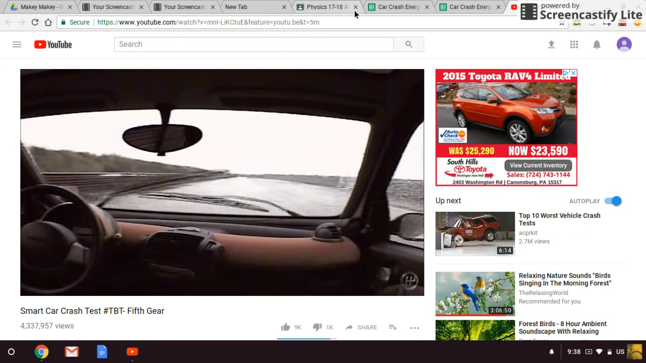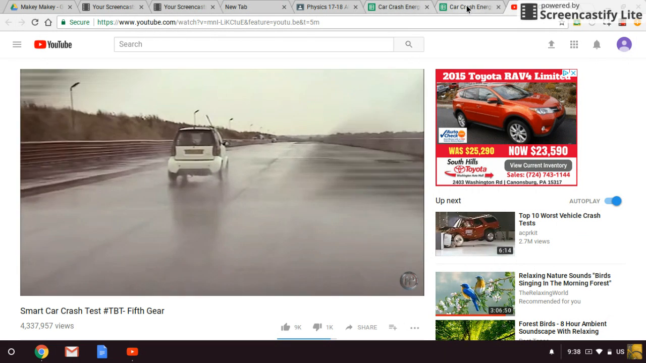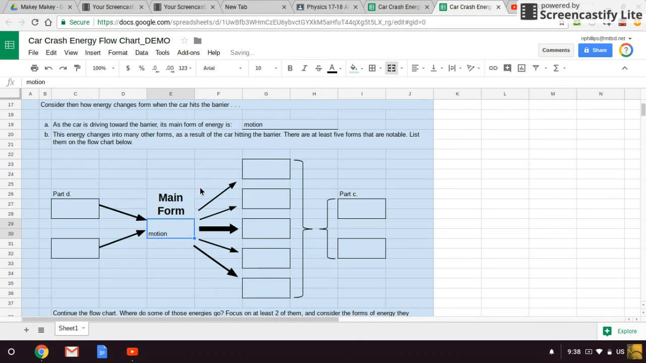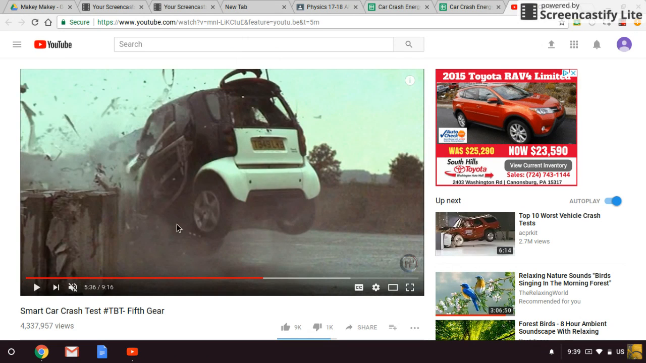Smart car, its main form of energy at that point is motion. And then whenever it hits that barrier, that motion energy gets translated into a bunch of different forms. That motion has become gravitational potential because the car is now up in the air. That motion energy got translated to other bits and pieces that are flying through the air.